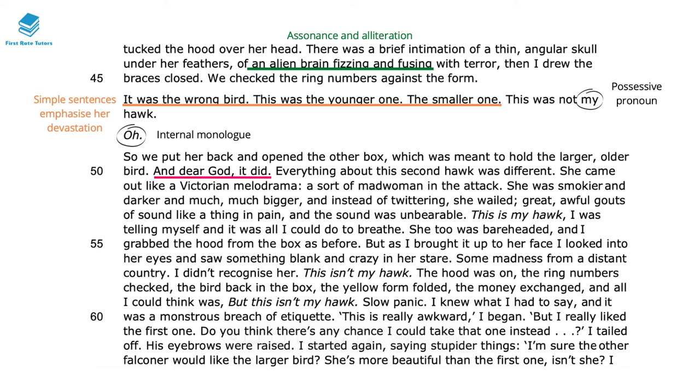Moreover, the internal monologue, which is italicized, when she says "Oh," shows again her devastation, her unhappiness. So after they put her back in the box and they open the one for the larger and older bird, she mentions that this bird was really, really different to what she was expecting. Her phrase, "and dear God, it did," is both colloquial but also emphatic. It shows just her horror at how different this bird is. Furthermore, the simile, "like a Victorian melodrama," shows that this bird was too dramatic for her. It really wasn't aligned with what she was looking for, in contrast to the other hawk.